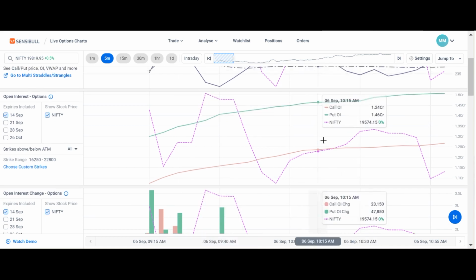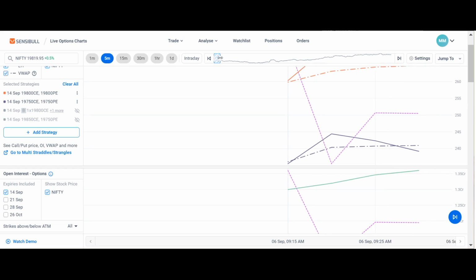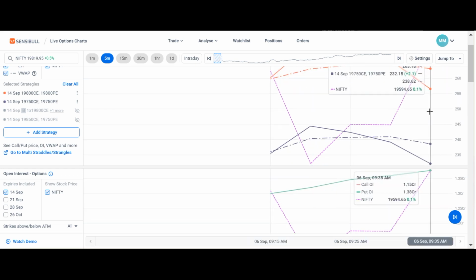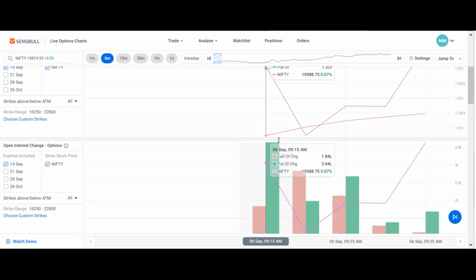Now what is happening at the opening? Let's consider 9:30. Till 9:30, this was the data. At 9:15 to 9:30 you had an opening with a huge candle of put writers. 3,64,000 put writers in the first candle itself added positions. Now we have to identify which strike it is.